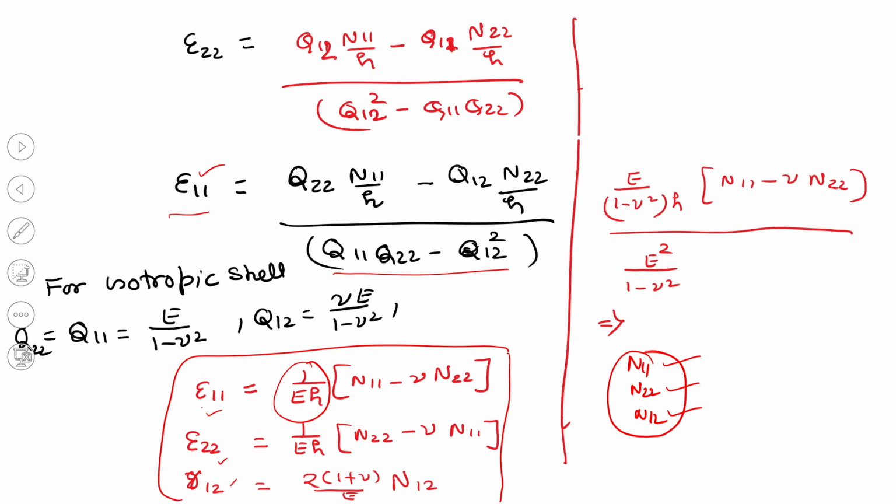For the case of a composite plate, Q11 will be E1 upon 1 minus mu 21 into mu 12, and Q22 will be similar. So the expression will be slightly complex like this. If you substitute those values, one can obtain the expression.